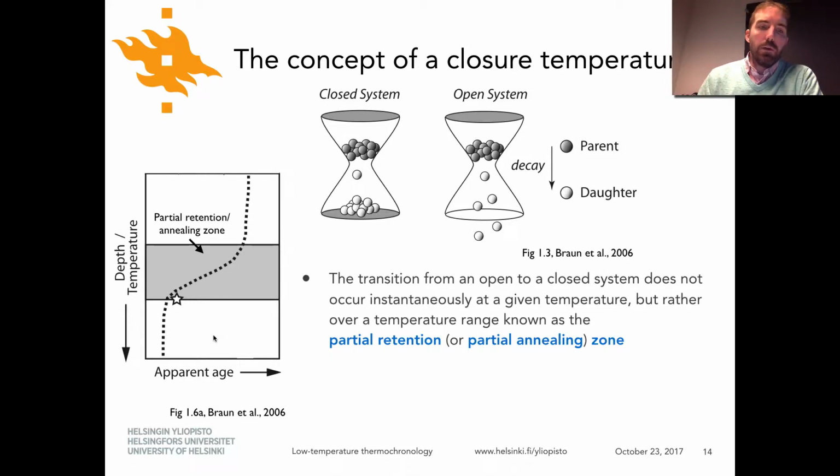And what we see if we look at the data in nature is that we don't have just a binary switch from open to closed behavior. It's not like the door just slams shut at a certain temperature, but rather there's a gradual transition from having the daughter product lost to diffusion to being trapped within the crystal. In the zone over which this transition occurs, so here we're looking at depth versus apparent age, the depth range here, or temperature range, is what's known as the partial retention or partial annealing zone.